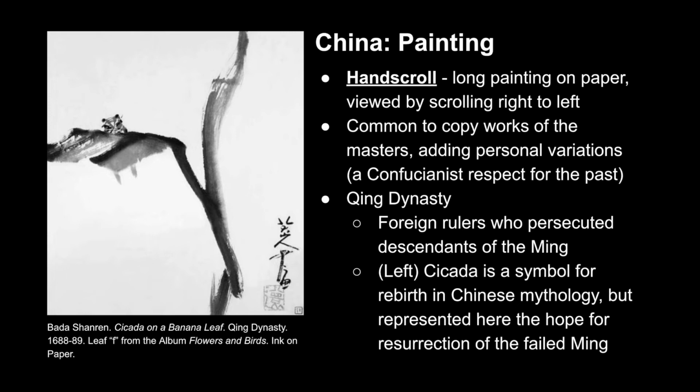During the Qing dynasty, foreign rulers persecuted the descendants of the Ming. Artists dealt with this by responding to it in their work. This example here utilizes the cicada for its symbology. In Chinese mythology, it represents rebirth. So here, the artist is actually representing the hope for resurrection of the failed Ming. We can also see how the brushstrokes are much more expressive, with different levels of ink saturation on the brush, creating different values with the same ink.